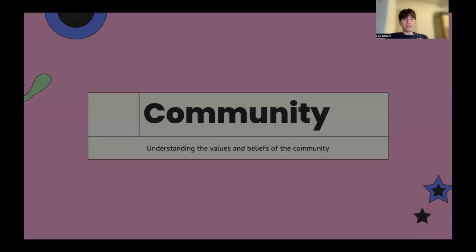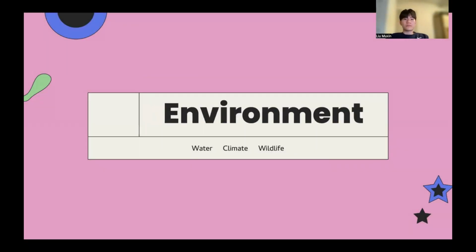And let's move to the next part. Another point that may be overlooked is the environmental impact of the project. It is critical to assess the impact of the water project on the local environment, including the water sources, wildlife, and the overall health of the community.